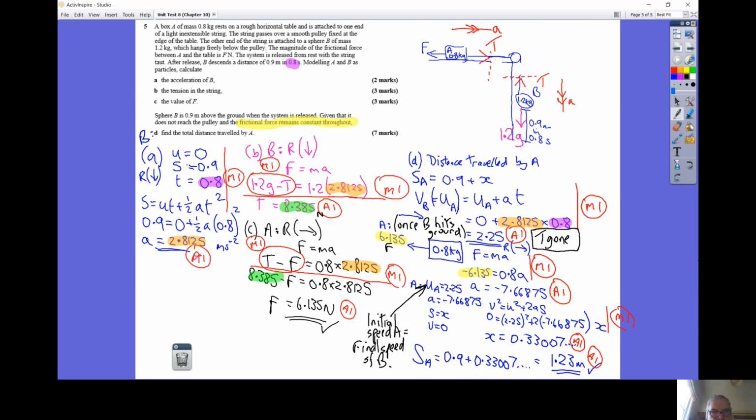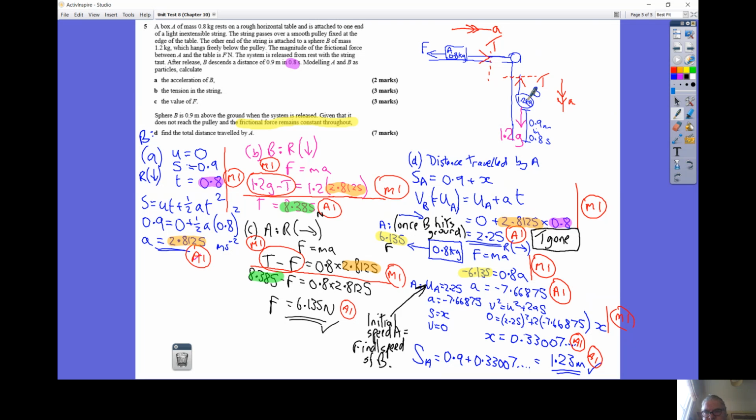So this is me going over question 5, unit test 8, which was chapter 10. So for part A, we've got to work out the acceleration of B.